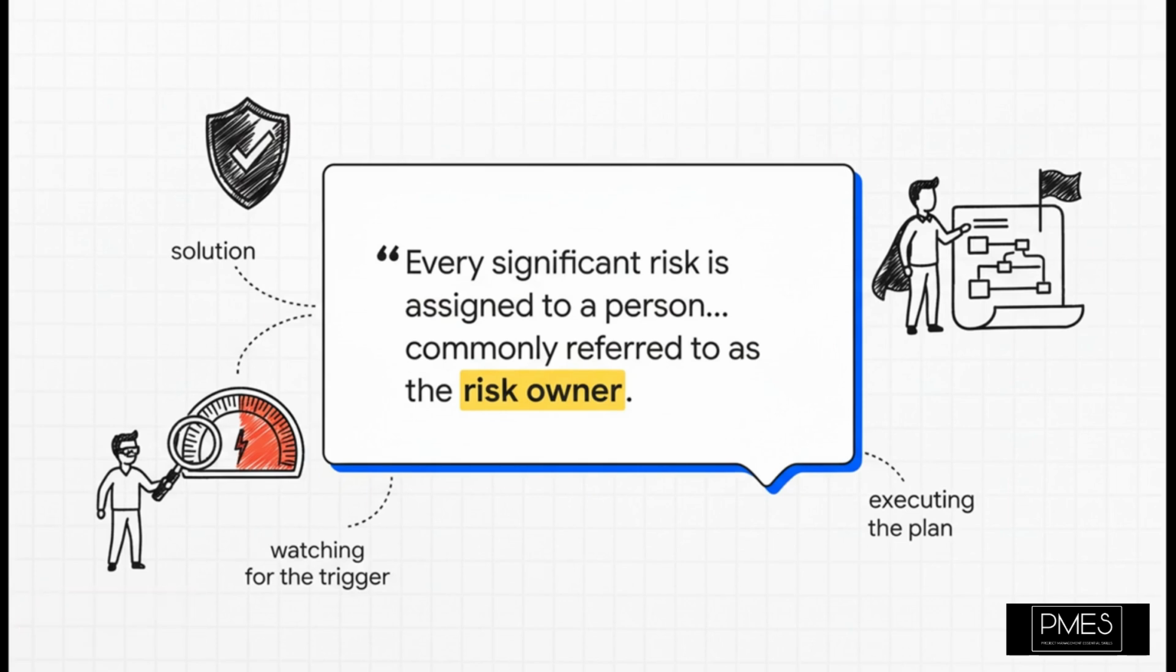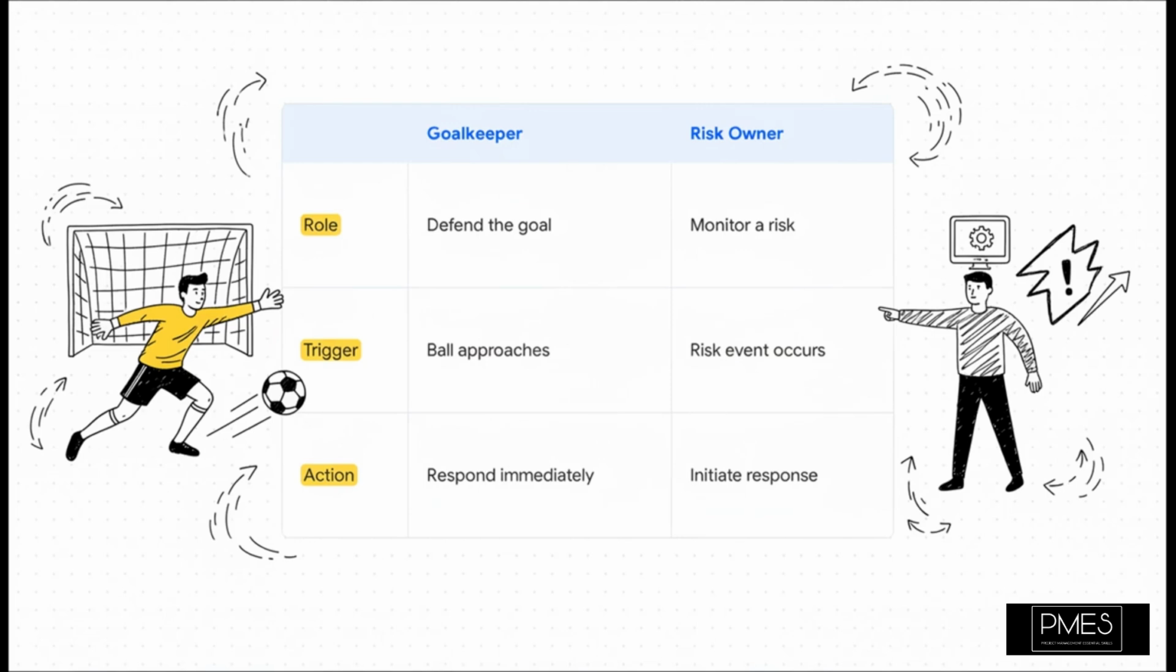You know, a great way to think about this is like a goalkeeper in a soccer match. When that ball comes flying towards the net, there is zero confusion about whose job it is to stop it. A risk owner is just like that. They're the goalkeeper for one specific threat to your project. When that trigger event happens, they're the one who dives in and takes action. No hesitation, no looking around to see who else will do it.